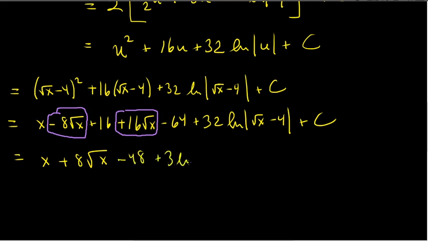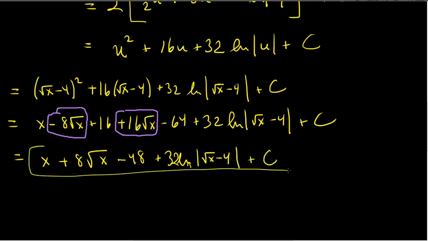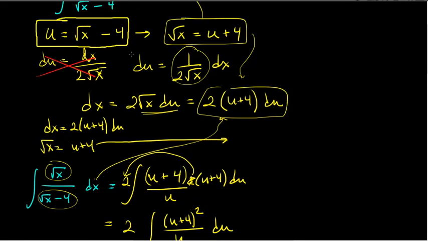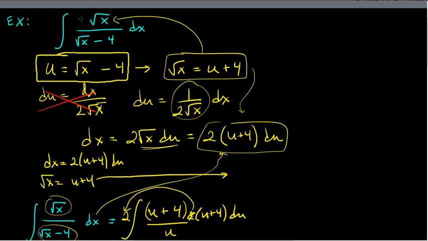And then plus 32 times the natural log of the absolute value of square root of x minus 4. Finally, plus C. And there we go. All right, so that was a long one. This was not an easy one by any stretch. But it still involves substitution.